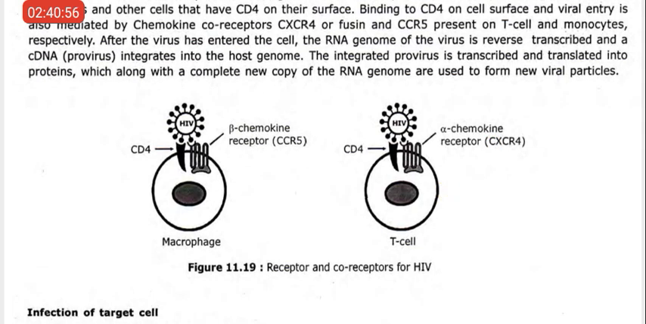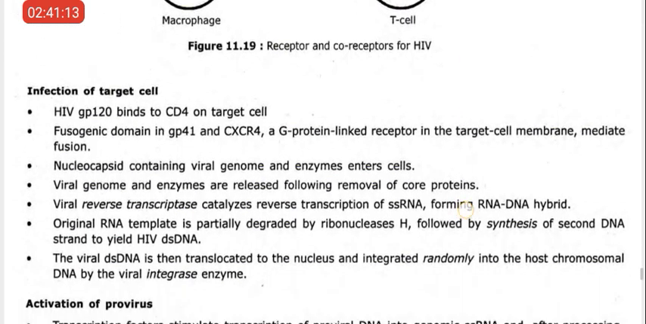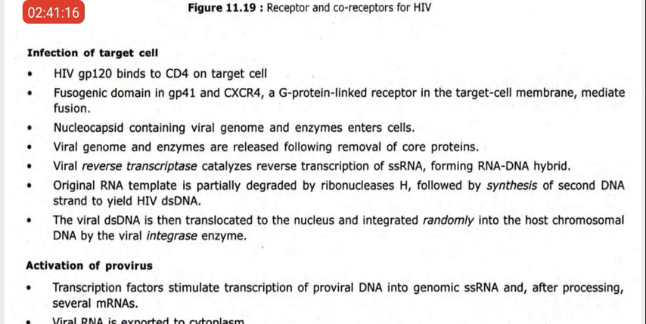CD4 is the HIV receptor; the beta chemokine receptor CCR5 is on macrophages, and the alpha chemokine receptor CXCR4 is on CD4 T cells. These are the receptor and co-receptors for HIV infection of the target cell. HIV gp120 binds to CD4 on the target cell. The fusogenic domain in gp41 and CXCR4, a G protein linked receptor in the target cell membrane, mediates fusion.